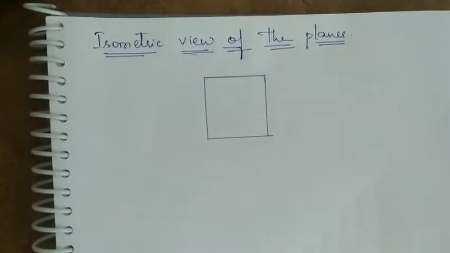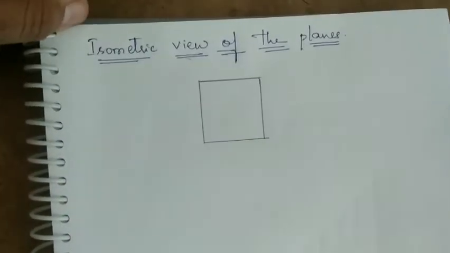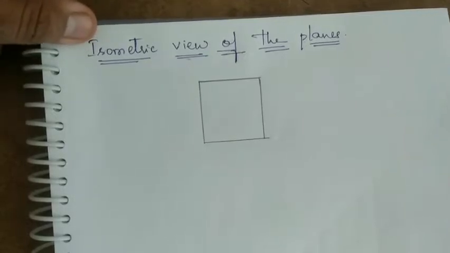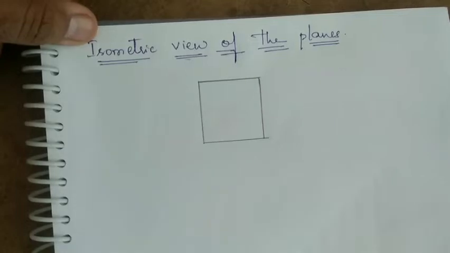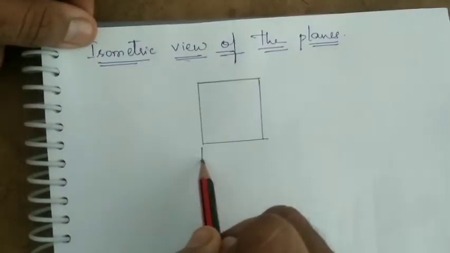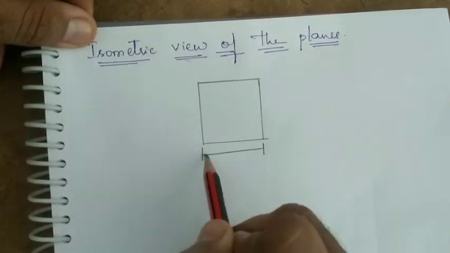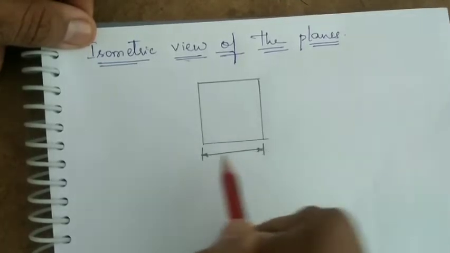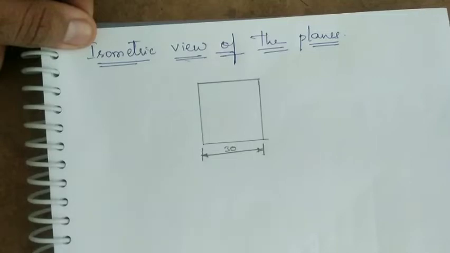Now after completion of this isometric scale, we are going to see the isometric view of planes. Here our topic starts. For example, I am explaining with a square plane whose side is around 30 mm. I am considering it as this one.